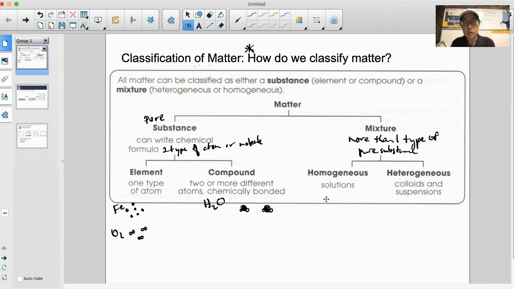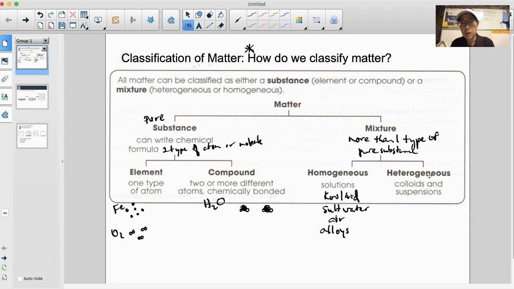So we have solutions, things like Kool-Aid, salt water. Air is a mixture. Air is a mixture of oxygen, nitrogen, and argon. We also have metal mixtures, which are called alloys. So those are homogeneous mixtures, and we cannot see the difference between one part of the mixture and another.